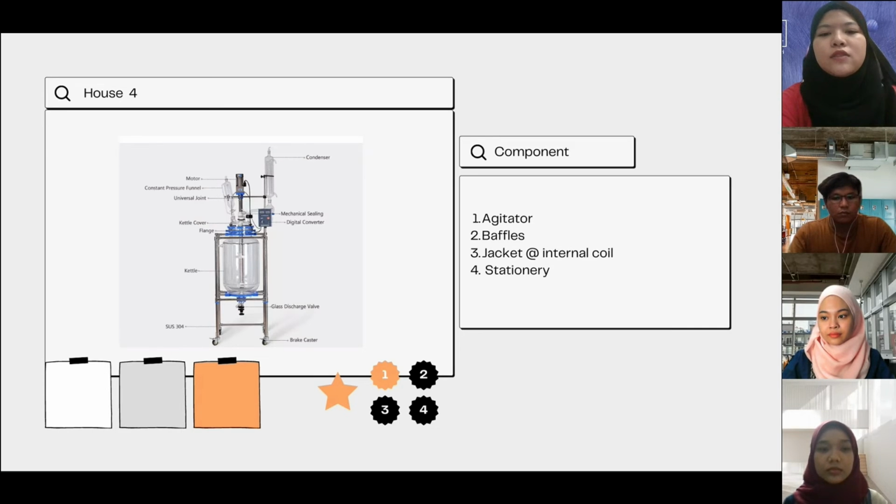Last but not least is stationary. There are two types of stationary in the glass-lined reactor, which are mechanical seal and also steady support bearing. Mechanical seal is a device used to effect a seal between a rotating or reciprocating part. For steady support bearing, it is used for support and alignment of the agitator. Next, I will pass to Putri.